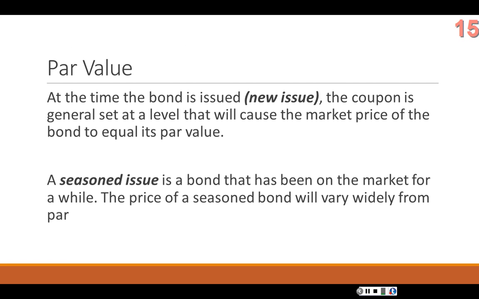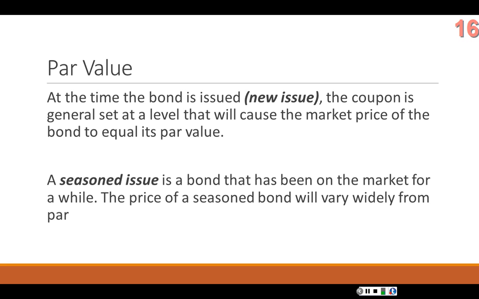At the time of issue, a new issue, the coupon rate is usually set at the market rate, the required return, that's going to make the bond price equal the par value. So generally when a bond is sold for the first time, the market price, the price that an investor would pay for it, is equal to the par value, and that's because the company has set the coupon rate equal to the market rate that will cause this to happen.